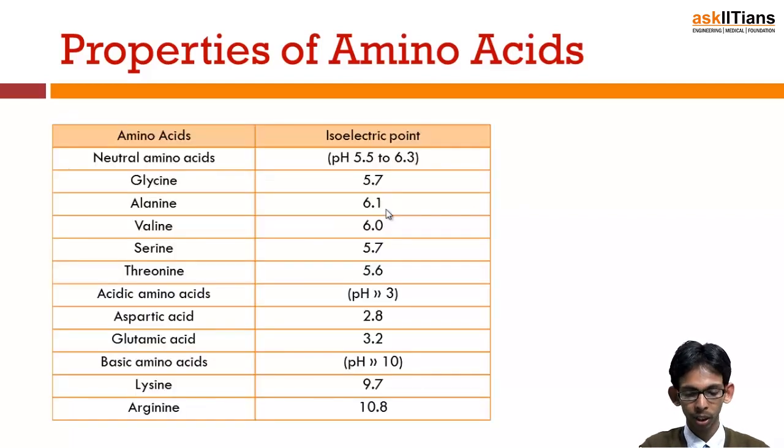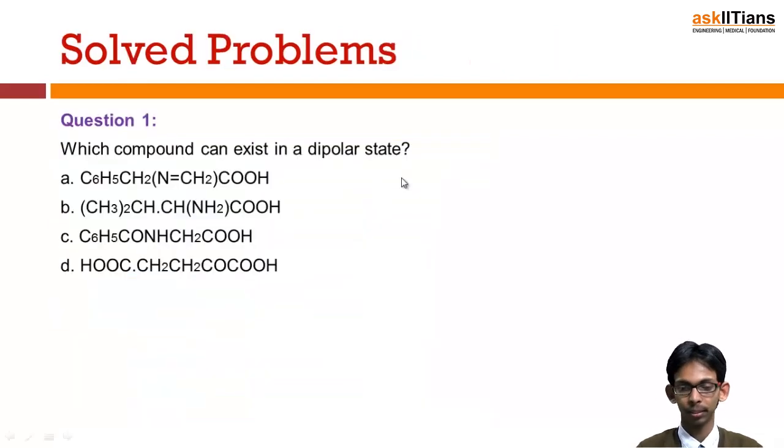Now, this is the list of isoelectric points of different amino acids. For neutral amino acids, the isoelectric point is from 5.5 to 6.3 of pH. For glycine, it is 5.7. For alanine, it is 6.1. For valine, it is 6.0, and so on. So this table indicates the isoelectric points of amino acids, and every amino acid has a different isoelectric point, which is characteristic of that amino acid.